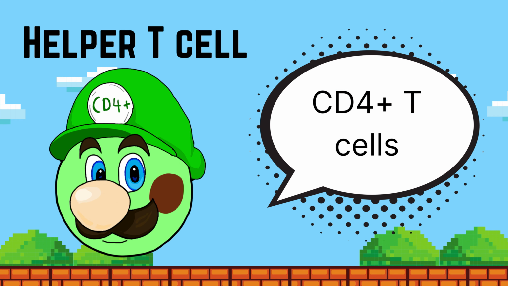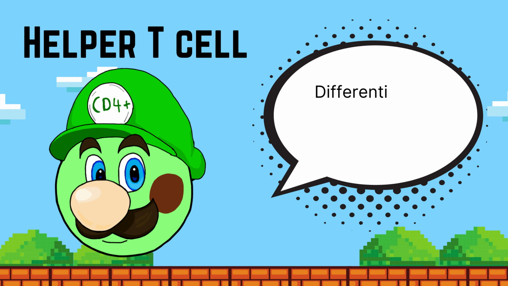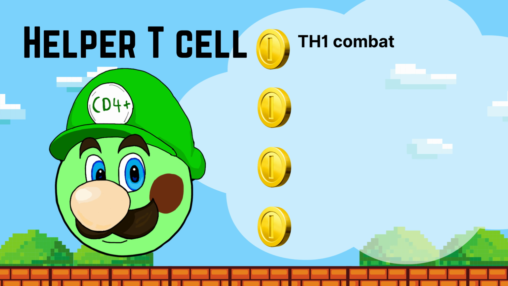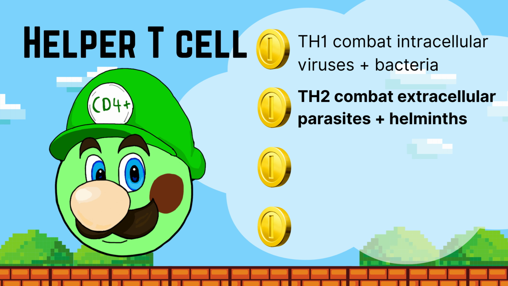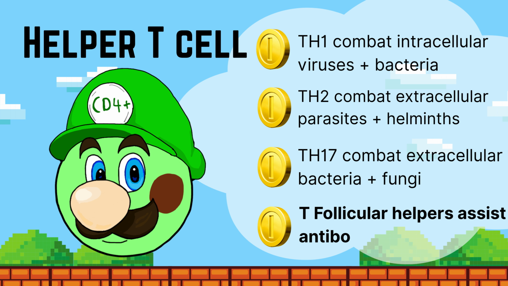Helper T cells, also known as CD4+ cells, are activated by MHC2 molecules during antigen presentation. Helper T cells can differentiate into different types of helper T cells, such as Th1, 2, 17, and T follicular helper cells. Th1 cells combat intracellular pathogens such as viruses and bacteria, whereas Th2 cells combat extracellular pathogens such as parasites and helminths. Th17 cells fight extracellular bacteria and fungi, and T follicular helper cells are specialized to help B cells produce antibodies.